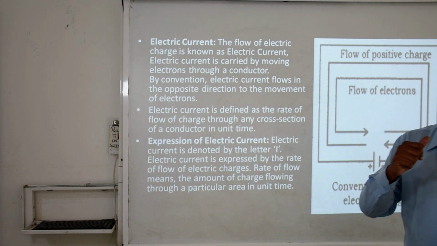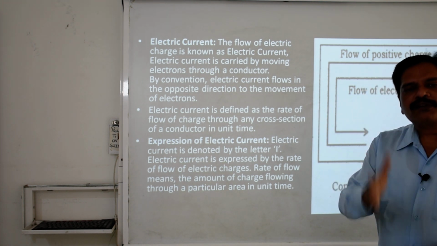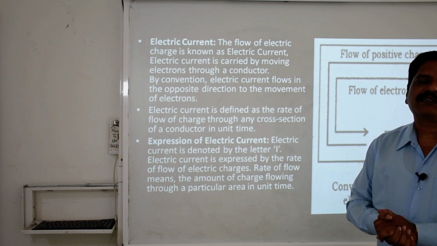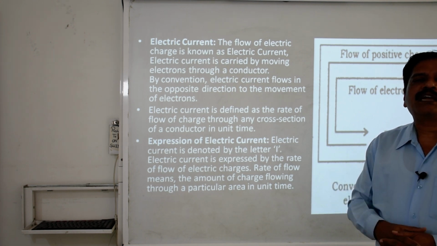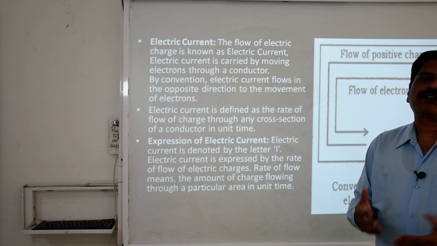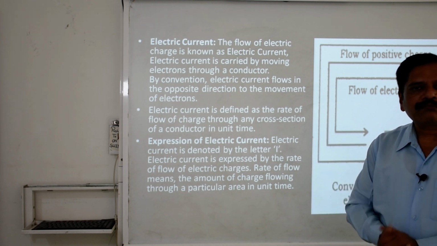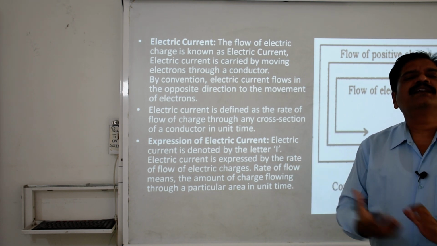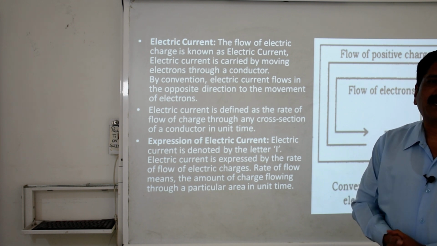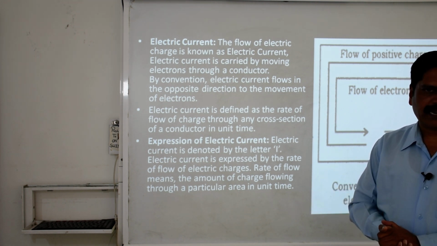What is this particular area? This particular area is actually the cross section area of that conductor, okay. And what is this unit time? This unit time may vary according to the second, millisecond or minute, but in general, when we talk about the unit time, it is none other than 1 second, clear.